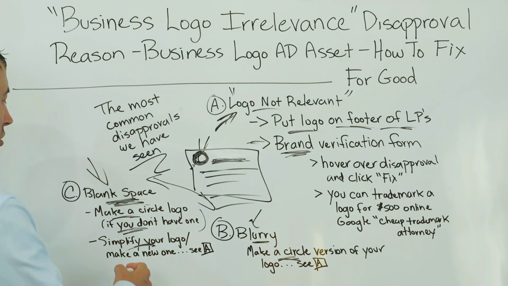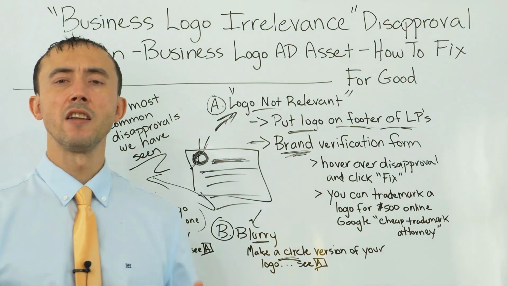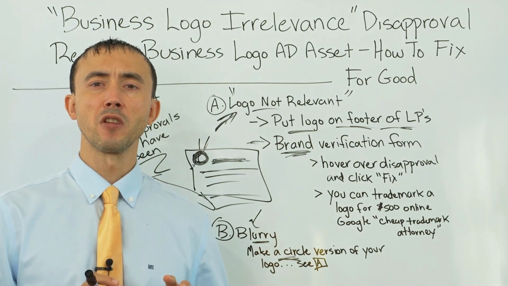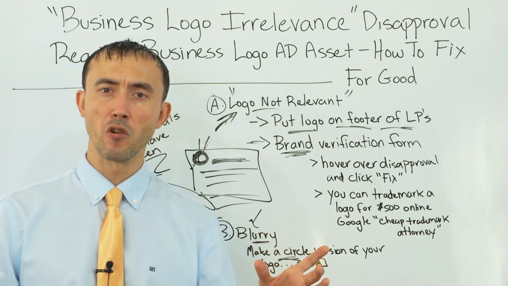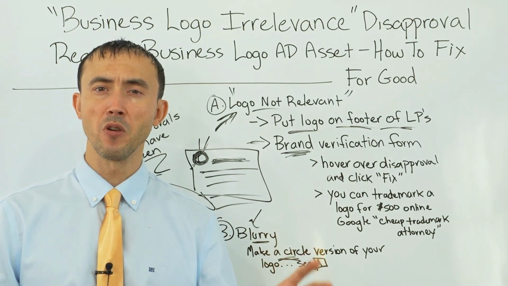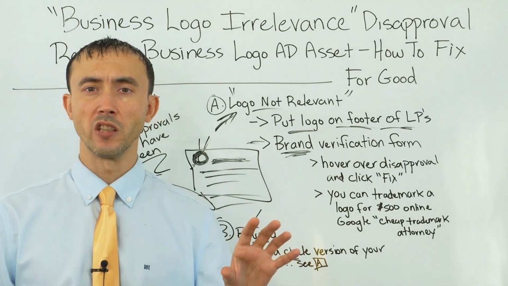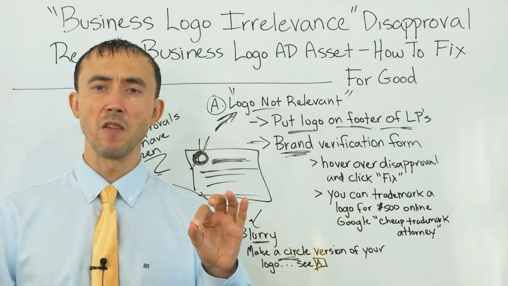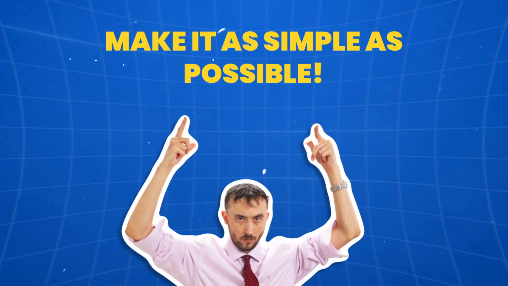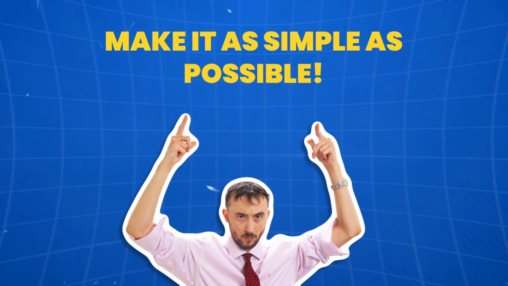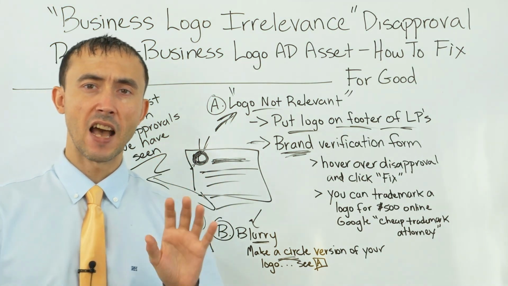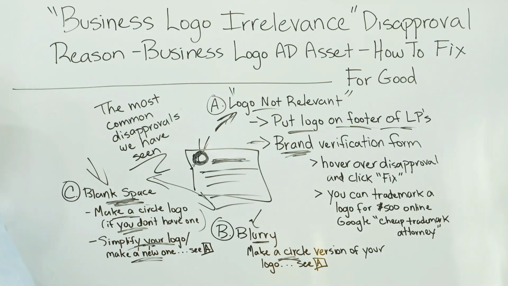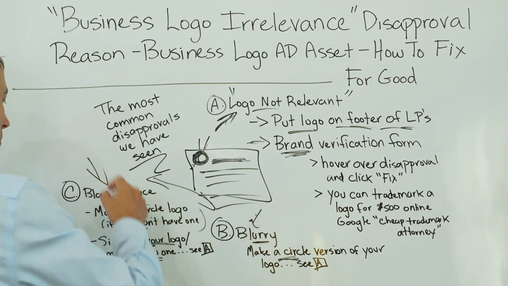And then you need to simplify your logo and make a new one. Ultimately, you could try to submit the first letter of your logo if you want, or take part of the logo and crop it down and submit that as your business logo ad asset. If that doesn't get approved, you need to make a new version of the logo altogether. And the tip that I can give you here is make it as simple as possible. So don't put a whole lot in there. Just do a little icon or whatever, and that is it, because that's the most likely thing that's going to get approved for not being blurry, not having a blank space.